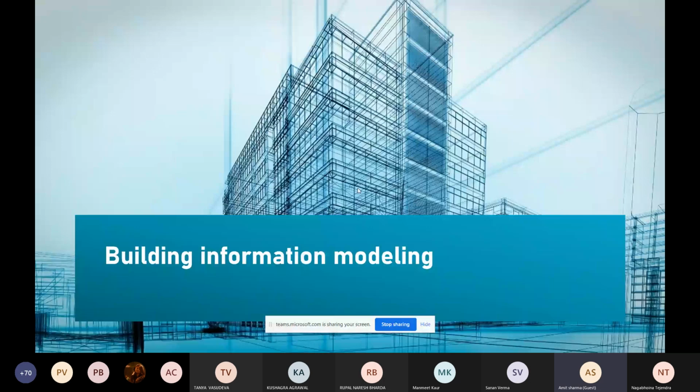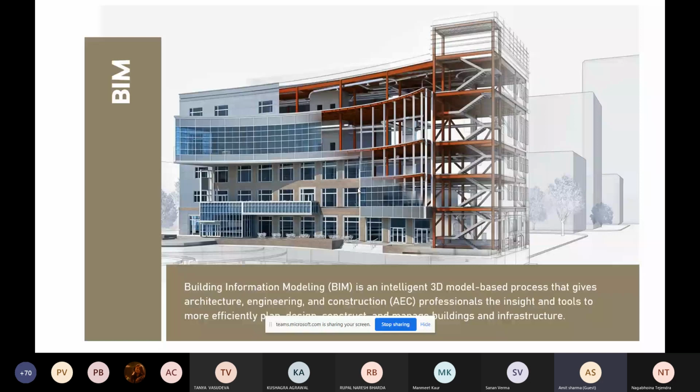Building information modeling is an intelligent 3D model-based process that gives architecture, engineering, and construction professionals the insight and tools to more efficiently plan, design, construct, and manage buildings and infrastructure. It is a highly collaborative process that allows architects, engineers, and contractors to design and construct within the same 3D model at the same time. The importance of I in BIM.